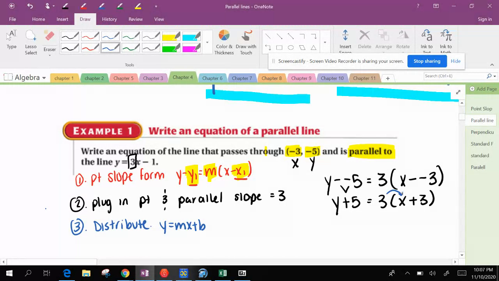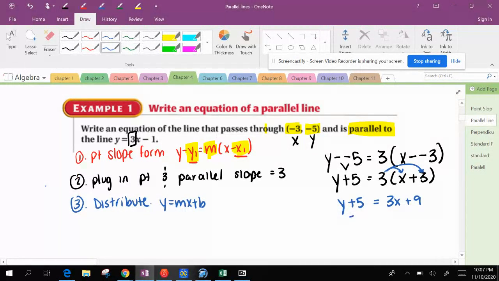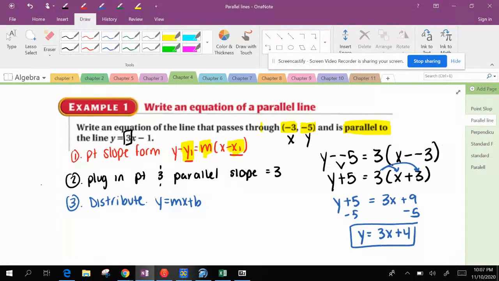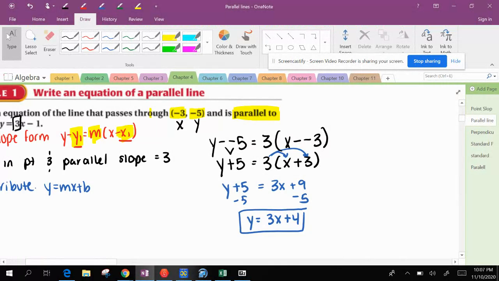So I'm going to distribute: 3 times x is 3x, 3 times 3 is 9. I start combining my like terms, so I subtract 5 from both sides. So y equals 3x plus 4. So this equation in blue and the equation they gave me, y equals 3x minus 1, those two are in fact parallel. One, I could tell because they have the same slope.